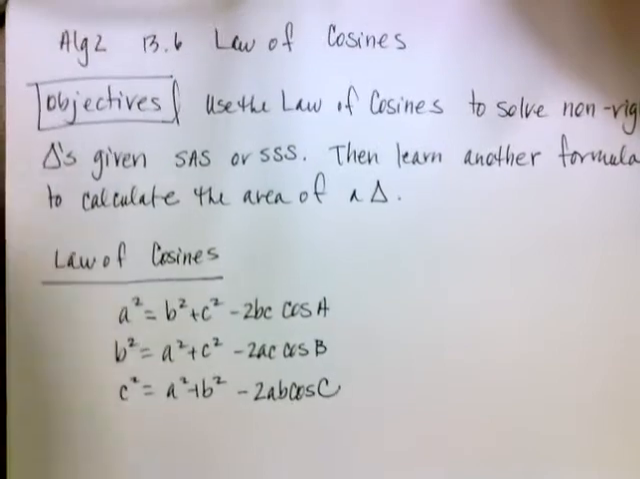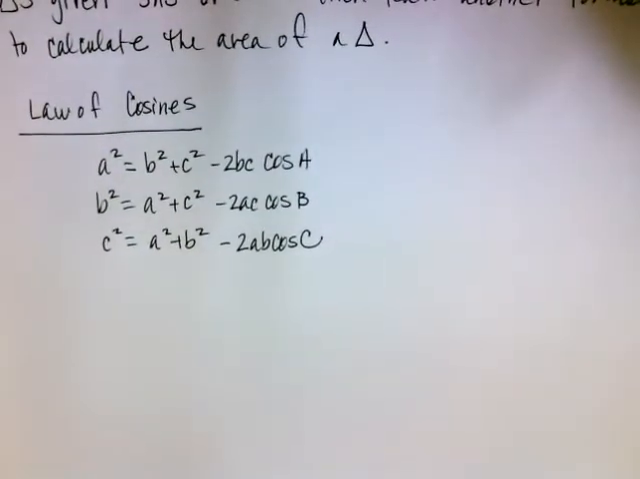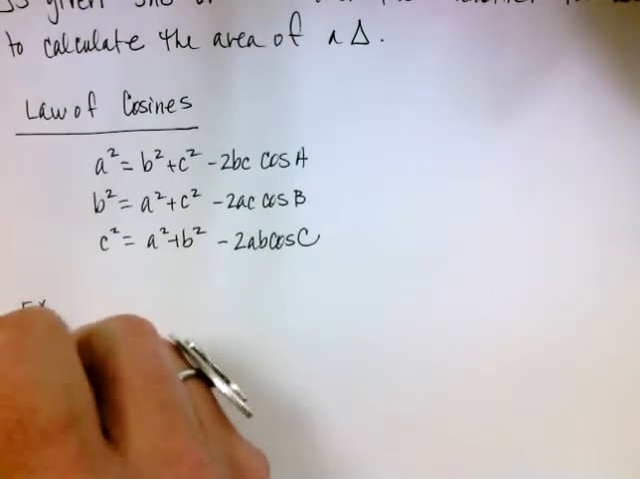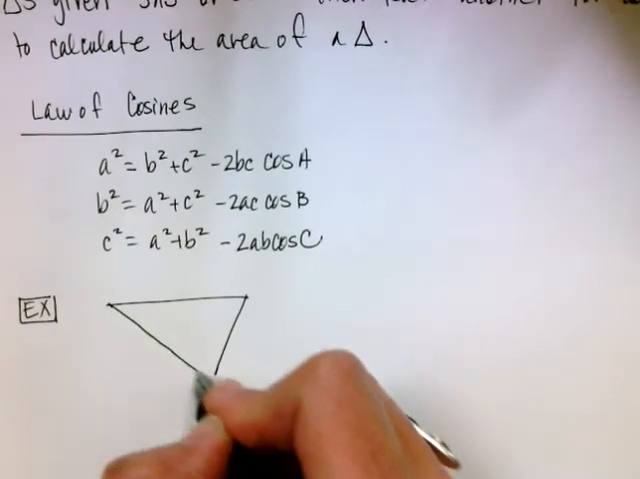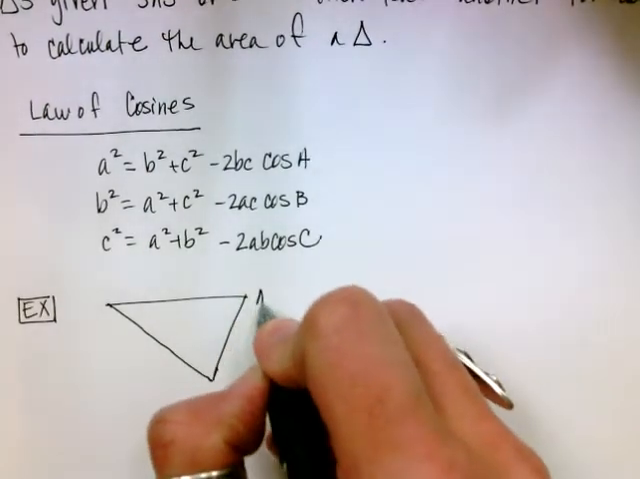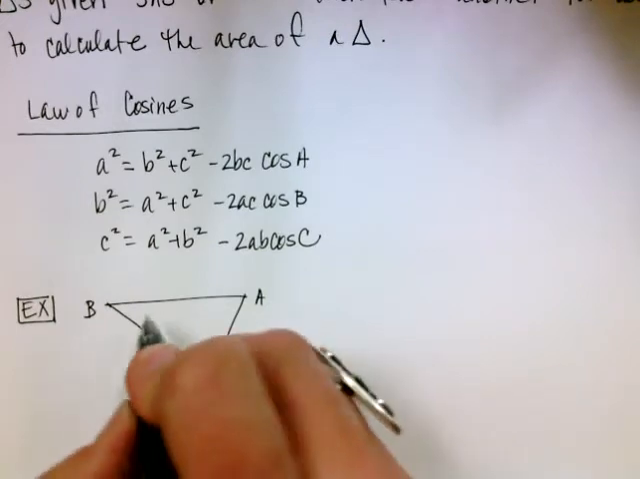The biggest mistake in this particular section is calculator error, so we're going to show you how to help that not happen. Our first example: here is a triangle. It's always helpful to label your triangles because it helps you to not make mistakes when you substitute values in.